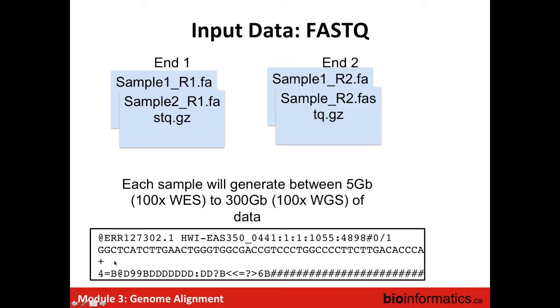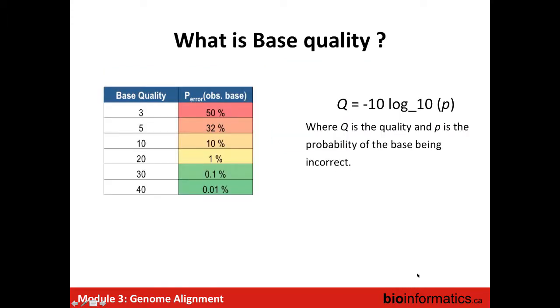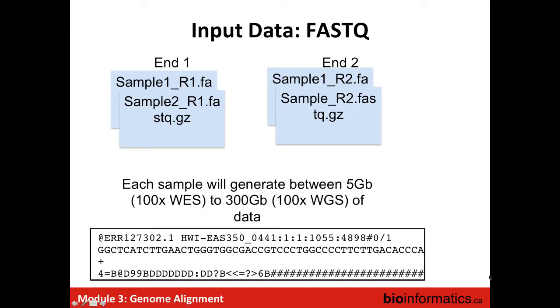Then you will have the place for another header. For Illumina, it will just be a plus sign, but for other types of technology, you could have a repetition of the header with the plus sign instead of the @ sign. And then you will have the last line, which corresponds to the quality value of each base.